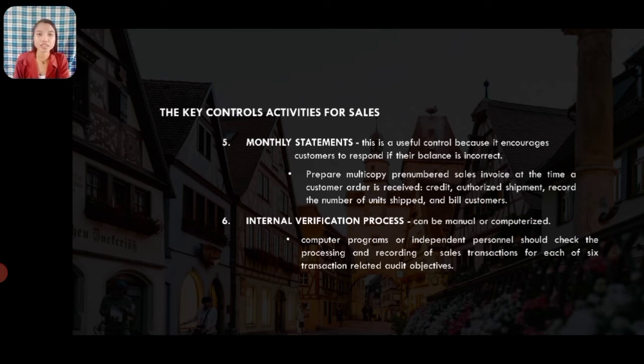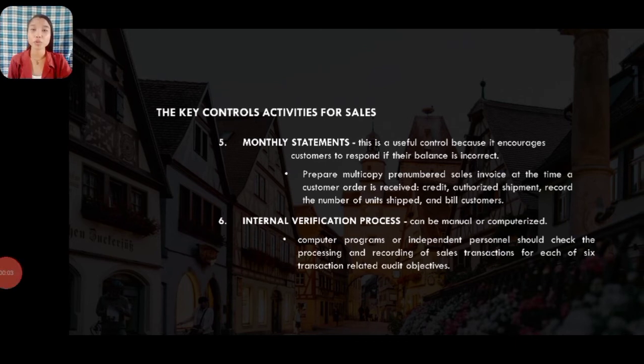And the sixth one is the internal verification process, which can be manual or computerized. Computer programs or independent personnel should check the processing and recording of sales transactions for the six transaction-related audit objectives. So those are the key control activities for sales.